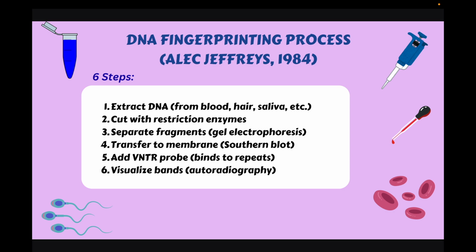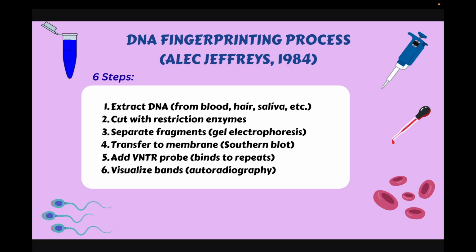Fifth step is to add a radioactive VNTR probe that binds specifically to that repeated region that we are looking for. These VNTR probes are synthetic labeled DNA segments used to detect specific repetitive sequences in a person's genome. After we cut the DNA and separate it by size, we cannot see the specific fragments that we need among the millions of other fragments, right? So the solution is we add VNTR probes, which are complementary to the repeat sequence.